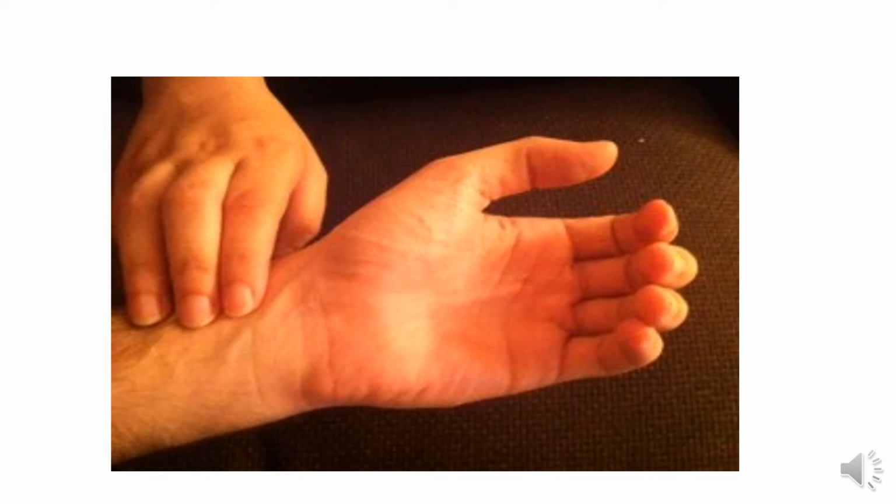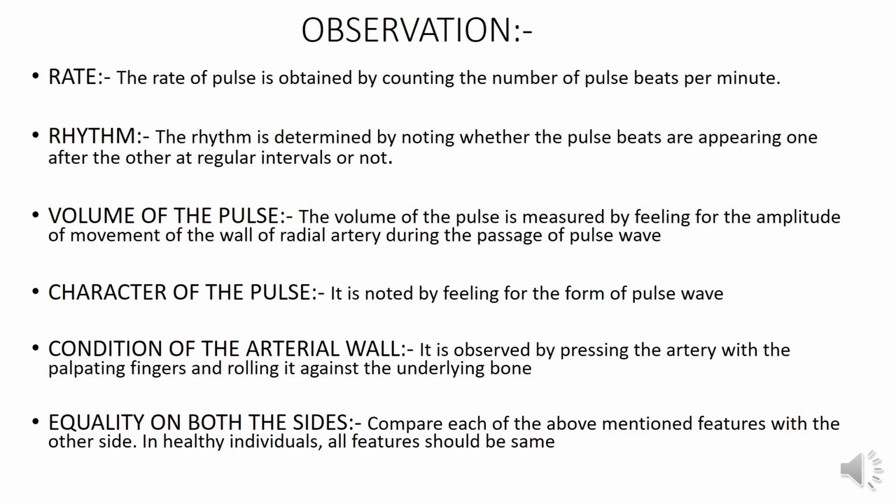You can see in the picture here that there are 6 things that we look for: the rate, the rhythm, the volume, the character of the pulse, the condition of the arterial wall, and the equality on both sides. Whenever we check the pulse, we should not check it on only one side of the body. It should always be compared with the other side of the body. In whichever artery we are checking the pulse, it doesn't matter, but we have to compare.